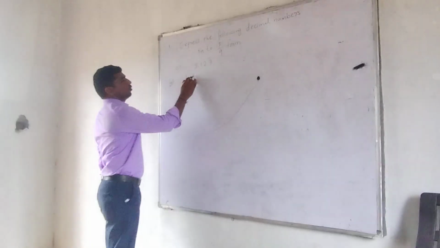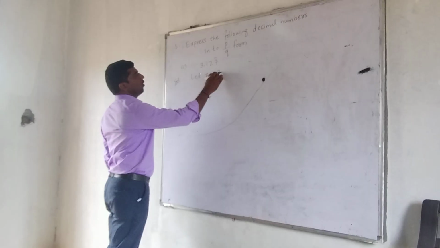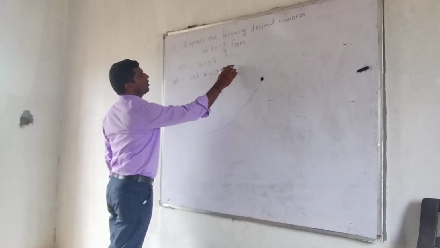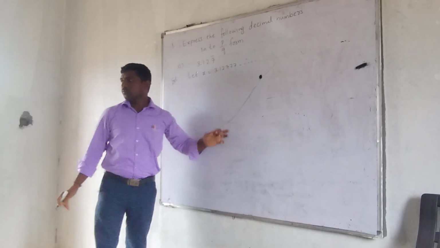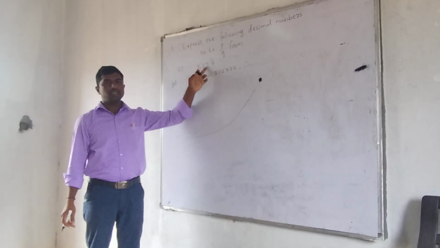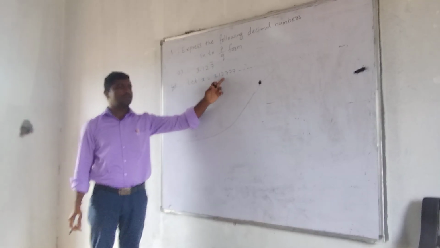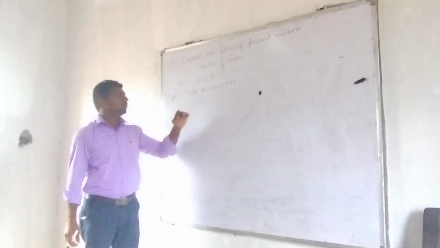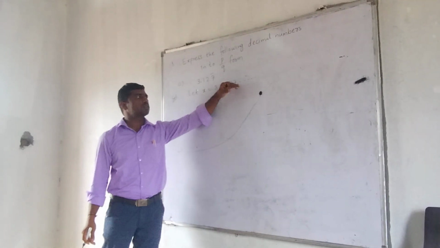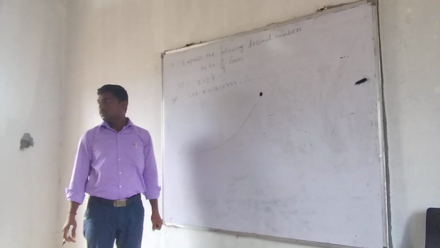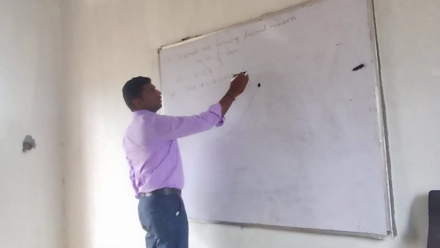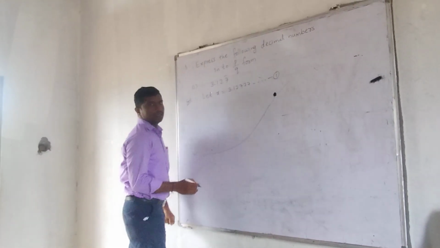Let x equals 3.12777... Why? Because 3.127 bar is there, 7 bar. 7 bar means 7 is going on here, 3.12777 it is going on. So this is equation number 1.